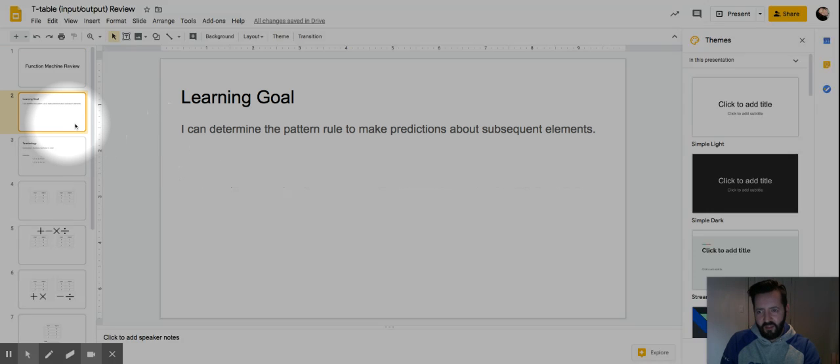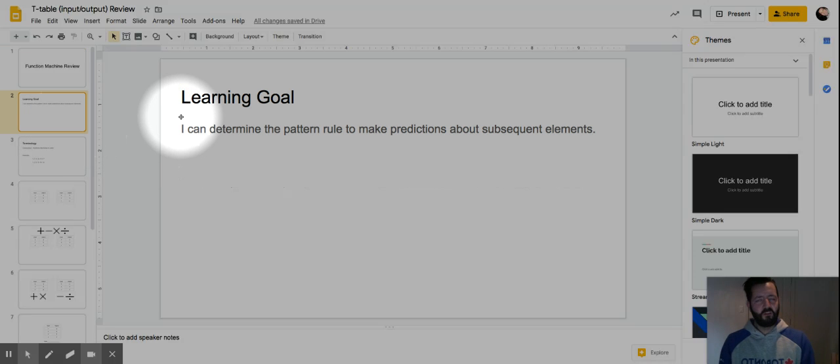Before we get into the lesson here, I just want to cover two things. First of all, our learning goal for the day. I can determine the pattern rule to make predictions about subsequent elements. So that is the same learning goal as yesterday. We're just going to look at it in a little bit different light today.